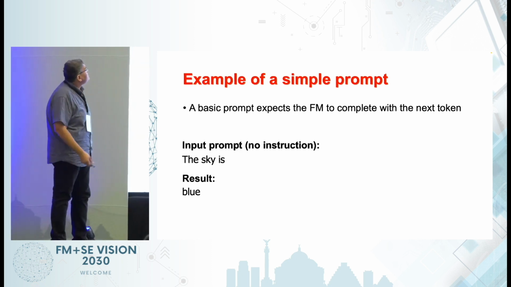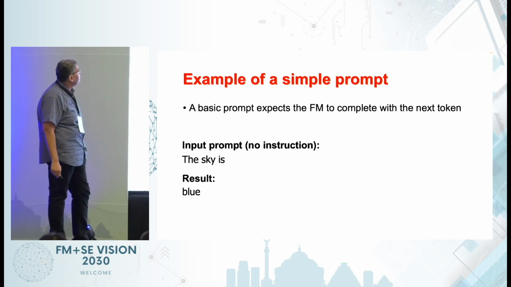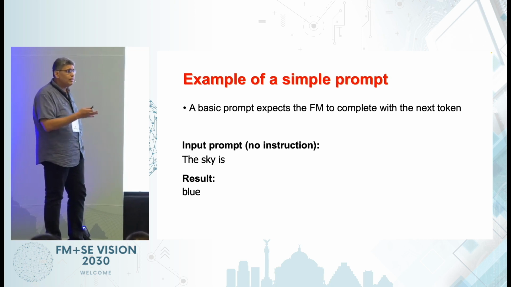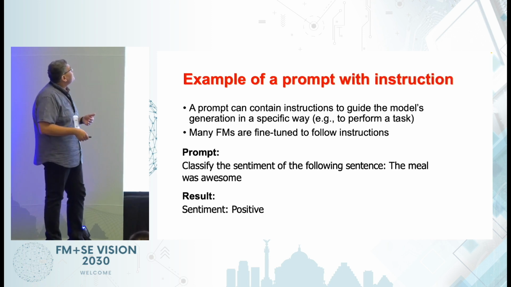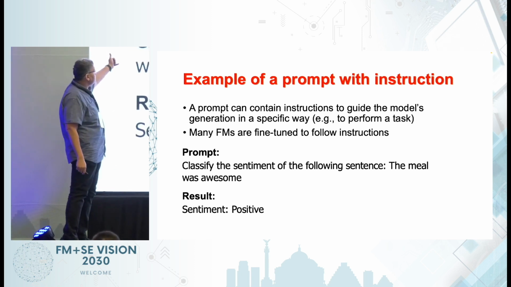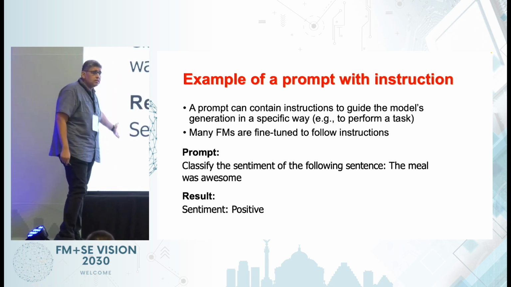So, an example of a simple prompt: the sky is blue. There's no reasoning here at all. This is really what foundational models were originally created for, which is basically just predicting the next token. Now, you can have a more complex one, right? For example, classify the sentiment of the following sentence: the meal was awesome, the sentiment was positive.